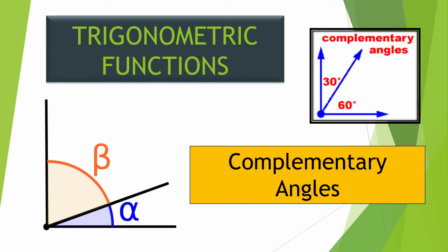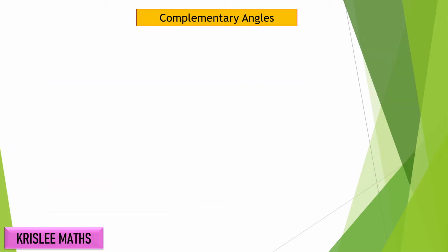In this video you will learn about complementary angles and also solve a few questions involving the six trigonometric functions. Complementary angles. Two angles are said to be complementary if their sum is 90 degrees.